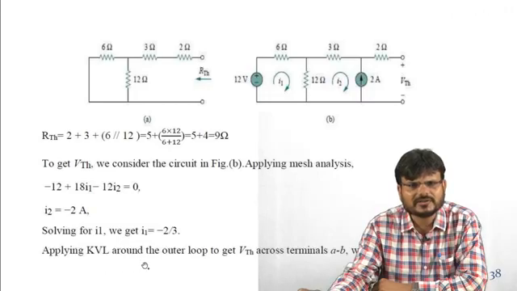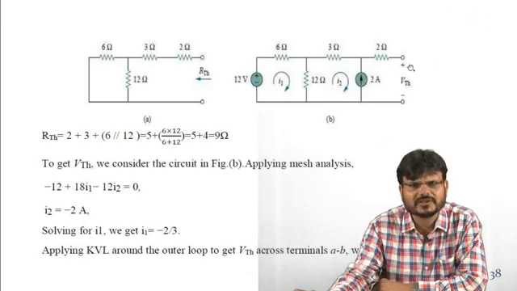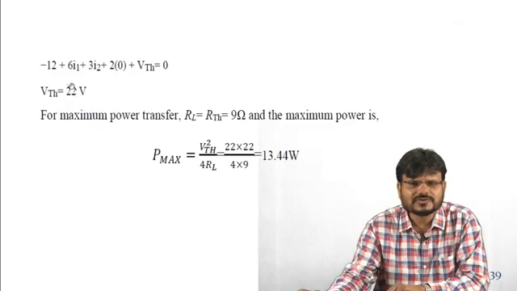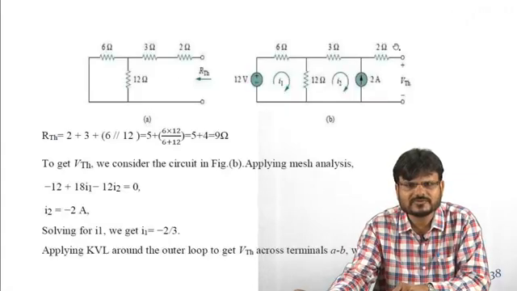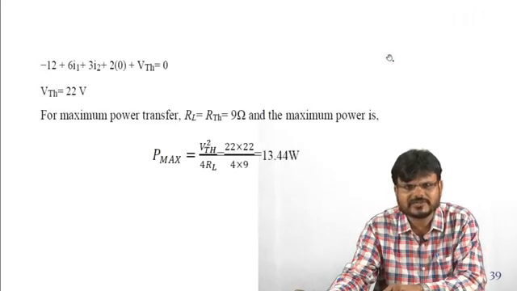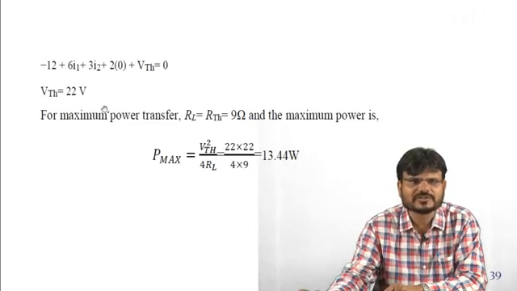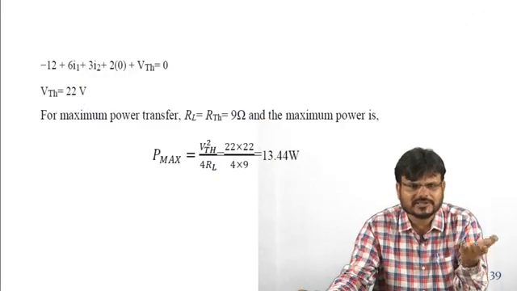Applying KVL around the outer loop, you can calculate the VTH across the terminals AB. So what will be the voltage across this one? That means the voltage drop across this one plus this one. So VTH can be calculated as minus 12 plus 6 I1 plus 3 I2 plus 2 into 0. Why is 2 into 0 zero? Because there is no current in this branch, that's why it is multiplied by 0. Plus VTH equals 0. So VTH is equal to 22 volts. Now you have calculated the Thevenin voltage.